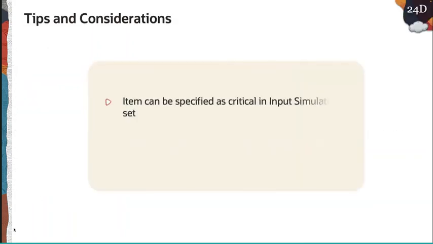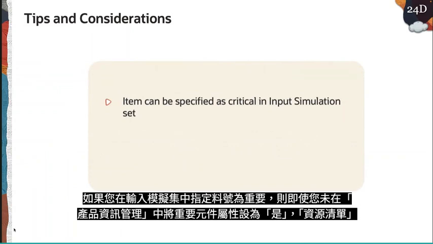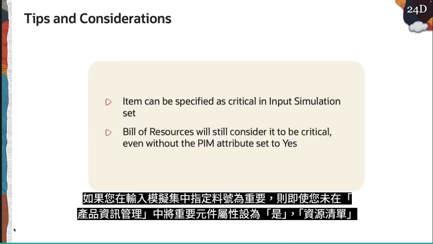As an option, if you specify that the item is critical in your input simulation set, then the bill of resources will still consider it as critical even if you don't set the critical component attribute to Yes in the Product Information Management.